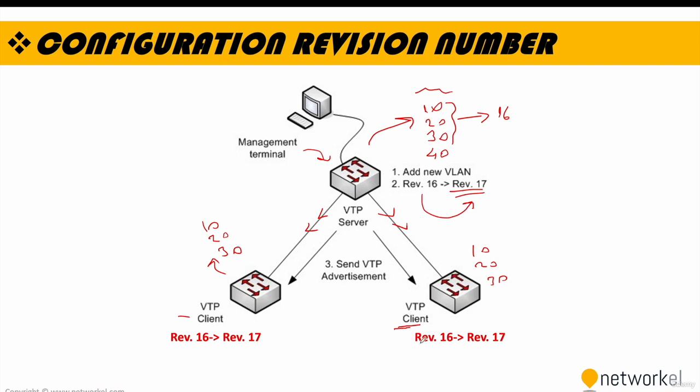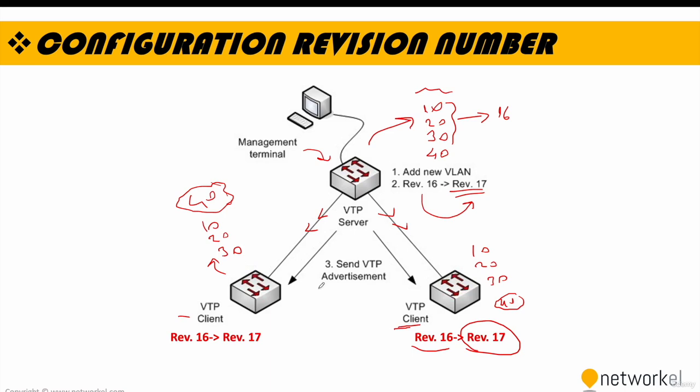Oh my god, revision number 17. I have the revision number of 16 only. Okay, then the switch will check this revision number 17 packet and it will see that some additional VLAN, VLAN 40, is added within this VTP update, then the client switch will add this VLAN 40 to its VLAN database again automatically by comparing the configuration revision number.